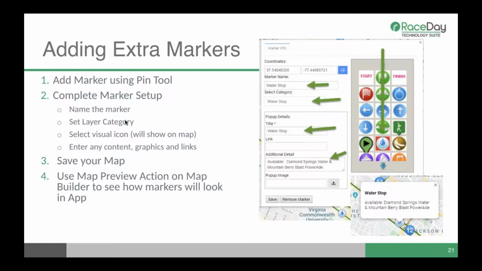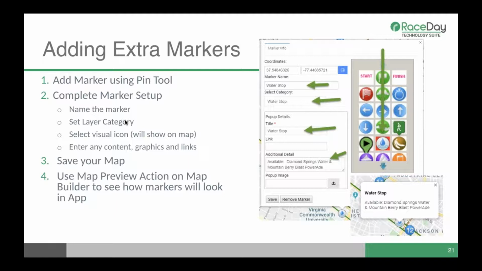Adding extra markers is very similar to adding an intermediate timing point. The key difference really is the layer category. We'll go through the same process of adding a marker by using that pin tool, and then you'll complete the marker setup and set the layer category to the appropriate category that particular marker falls under. I'll go through a scenario on how to add a water stop, so you'll see how many categories we have. You'll select an icon and then enter in any content, graphics, and links. For these types of markers, adding these additional details, links and pop-up images is a fun little tool that we give you guys.